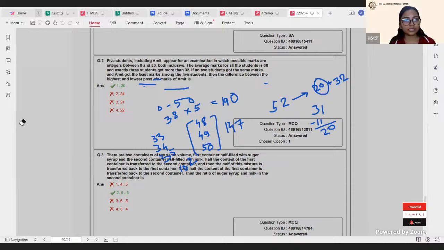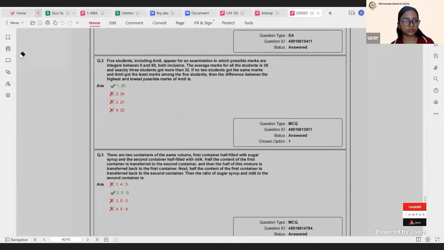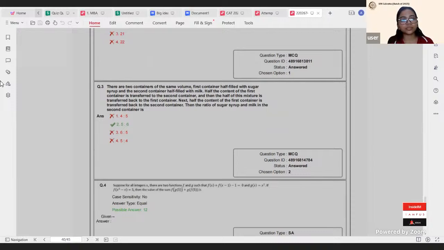Regarding the next question, in these types of questions, actually, we can do one thing. We can either consider some fixed volume X, but in that case, the calculation will be really cumbersome. So here, there are two containers, both having the same volume. The first container is half filled with sugar syrup. So half sugar, half water.